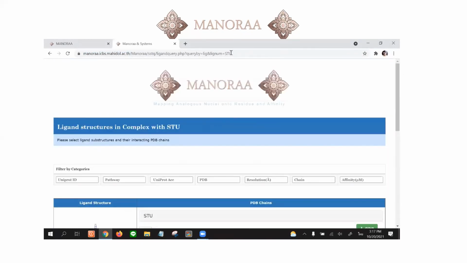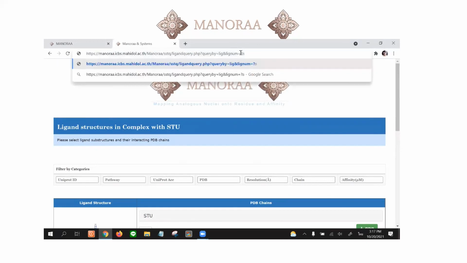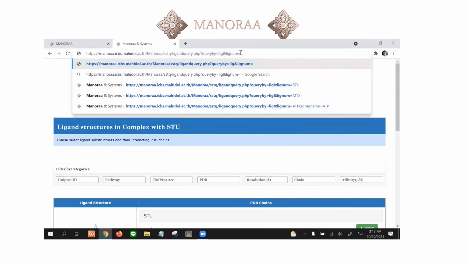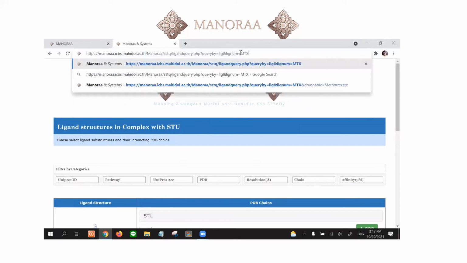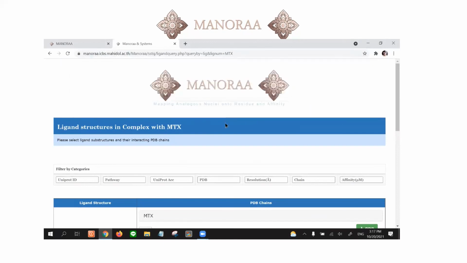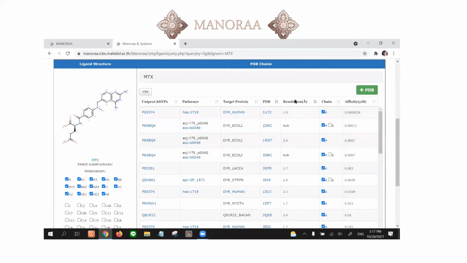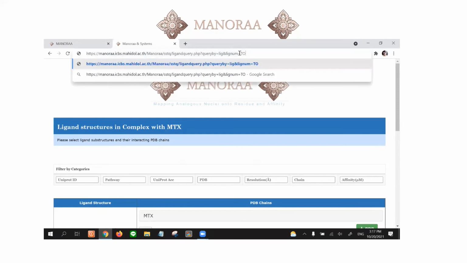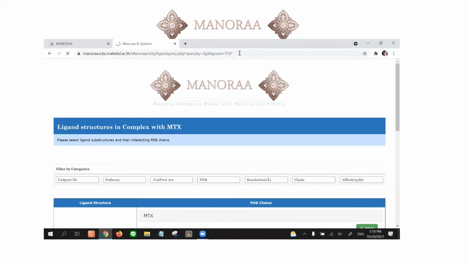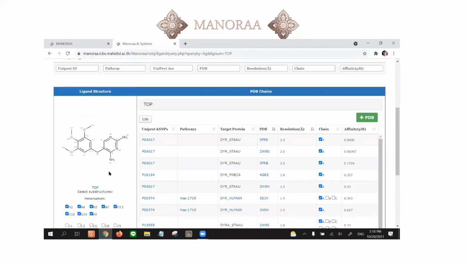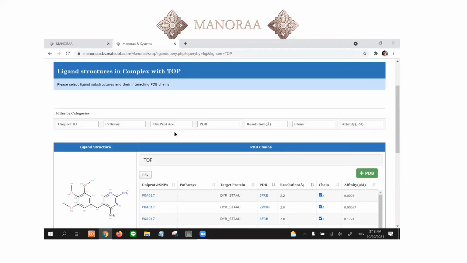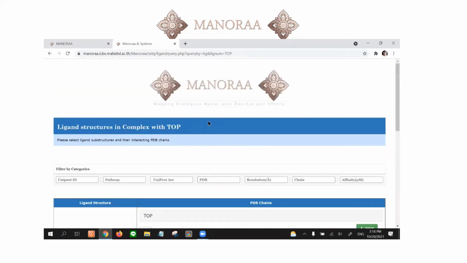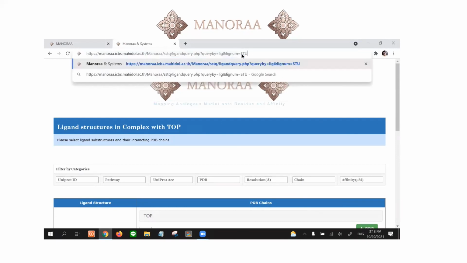If you want to change to methotrexate, you can put the PDB 3-letter code of the ligand, MTX, like this. And then it will go to methotrexate here. Or you can go to trimethoprim, put TOP. So it works on any ligand in the PDB with enough structure for superposition. So let's go back to Staurosporine.